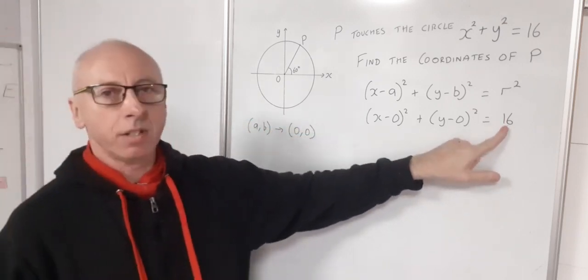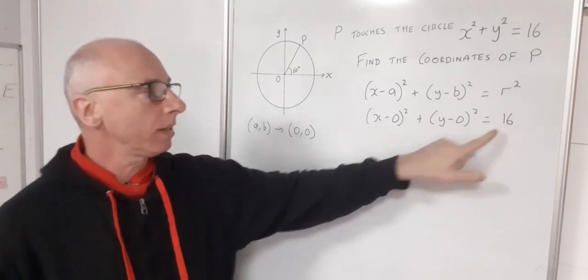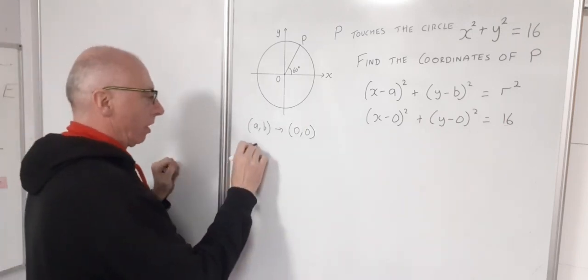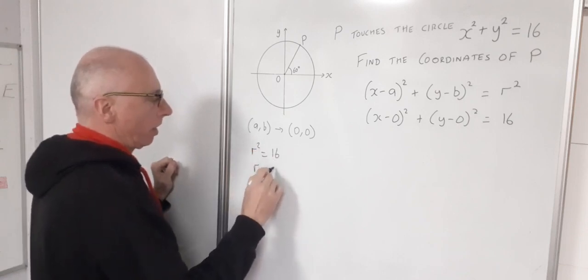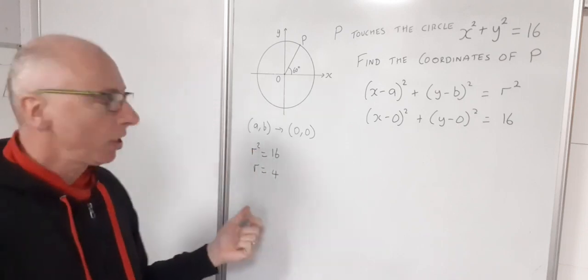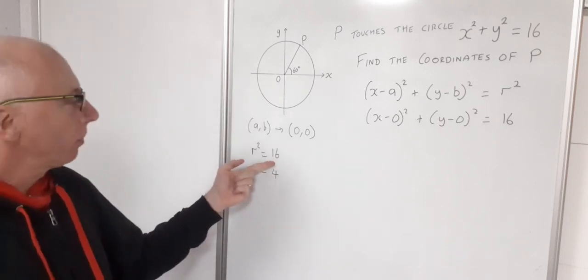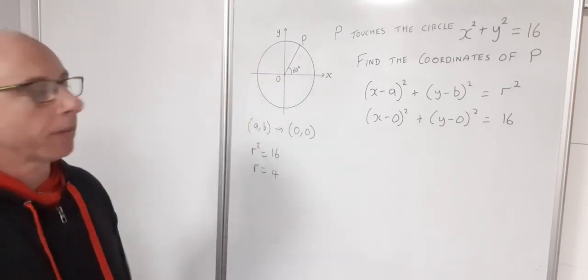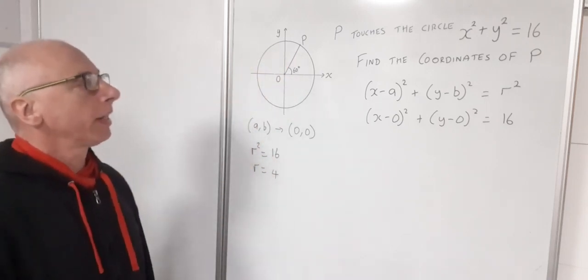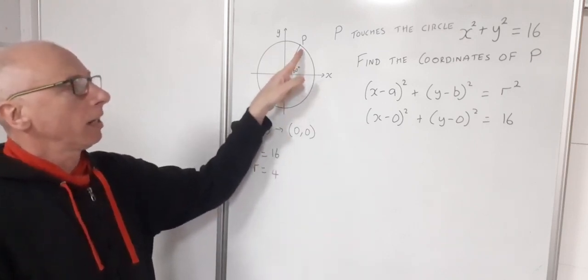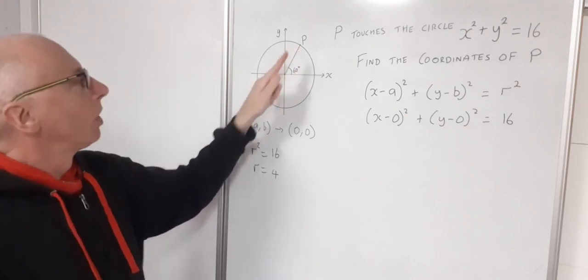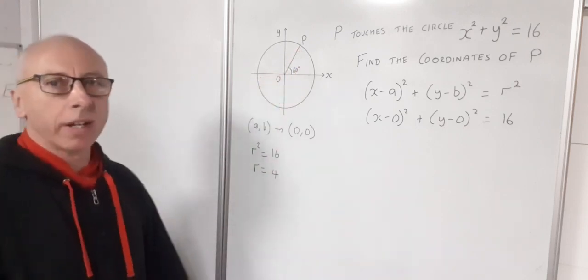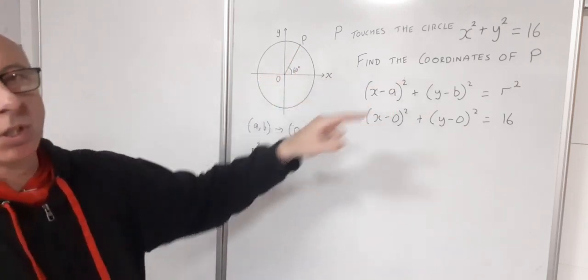Now our radius squared is 16. So radius squared equals 16, therefore the radius equals 4. Obviously we're not interested in the minus version of the square root because it's a length. Okay, so we know that this point here is in a straight line that is 4. So what we could do is draw a triangle to find the coordinates of P.